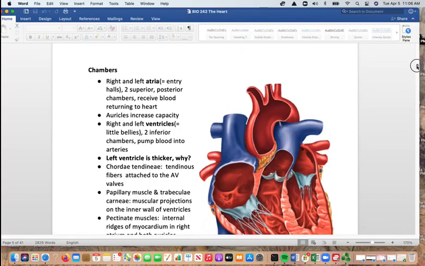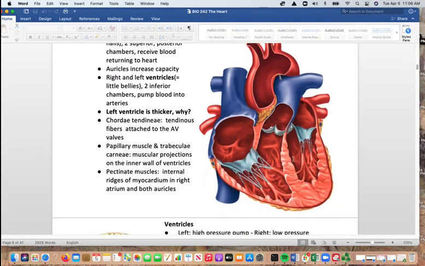So we have 4 chambers to the heart. The right and left atria are the entry chambers. They're superior and posterior. They're going to receive blood that's being returned back to the heart. They mean entry halls. The auricles are going to be little spaces in there that are going to increase the capacity. The right and left ventricles, which mean little bellies, are the inferior chambers. These are going to pump blood into the arteries.